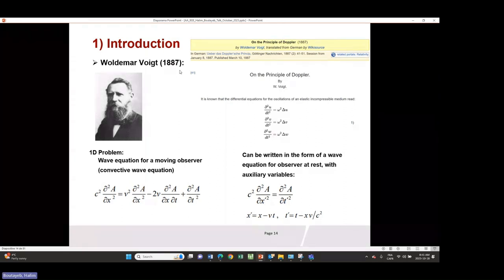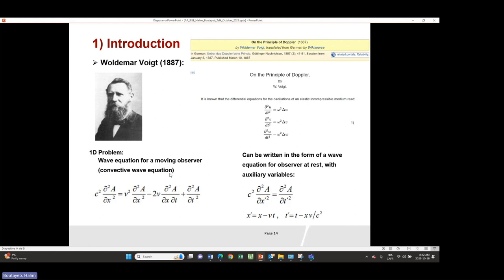Then later on, in 1887, there is this paper that is very important, called On the Principle of Doppler, written by Waldemar Voigt. In this paper, Voigt works on the wave equation that is supposed to hold for an elastic incompressible medium, as you can see here. And this wave equation is supposed to hold for sound or for electromagnetic waves. And you can see here the wave equation that he derived for a moving observer. He wanted to simplify the problem in order to derive a new formula for the Doppler effect, as you see.